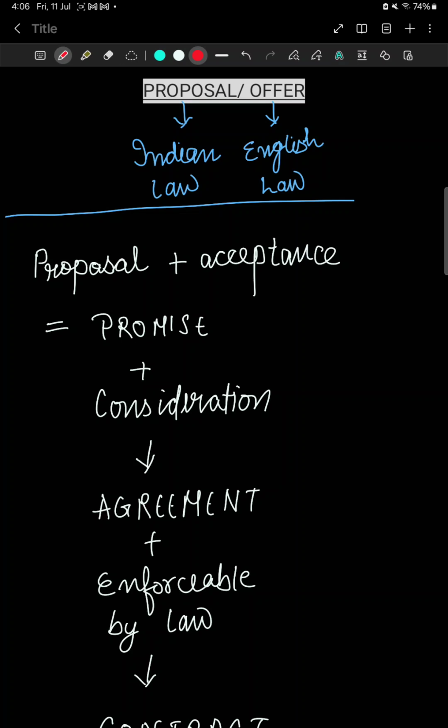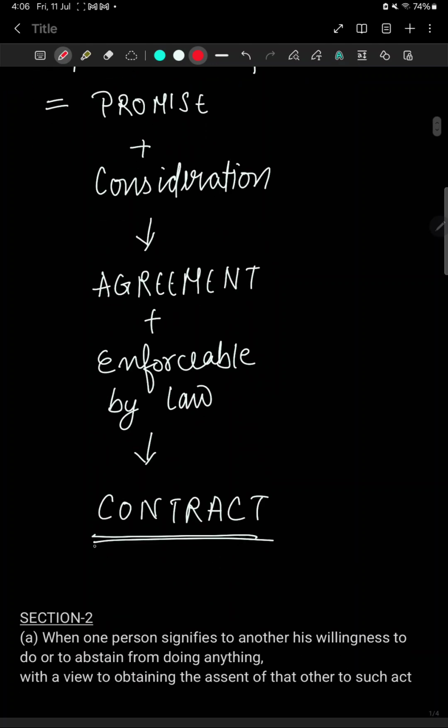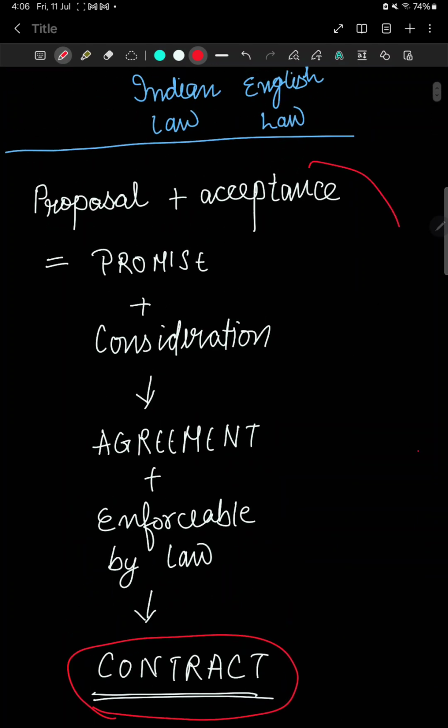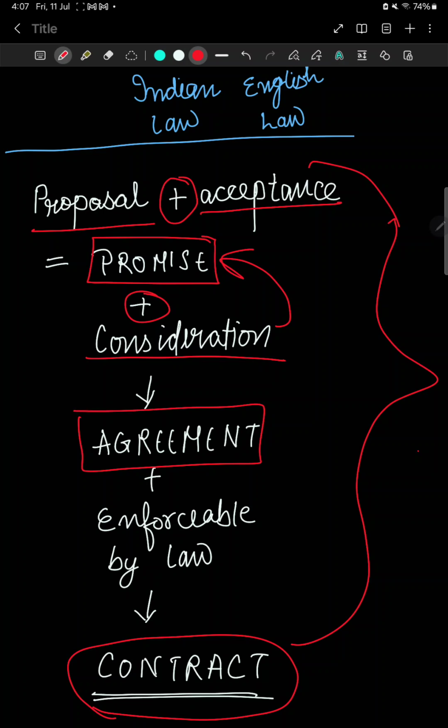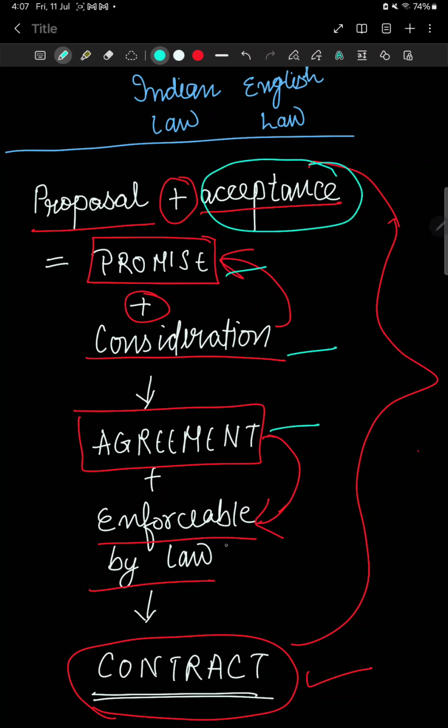So as we also discussed in the last class, to become a contract, this is the sequence which is being followed. First of all, we have a proposal. When we add acceptance to a proposal, it becomes a promise. And then when we add consideration to promise, it becomes an agreement. And every agreement which is enforceable by law becomes a contract, right? One by one we will be discussing all these terms: acceptance, promise, consideration, agreement, what is and what is not enforceable by law, and what is a contract, what are the essential elements of a contract. But for the time being, in today's video we will be focusing on proposal and the important elements of a valid proposal.